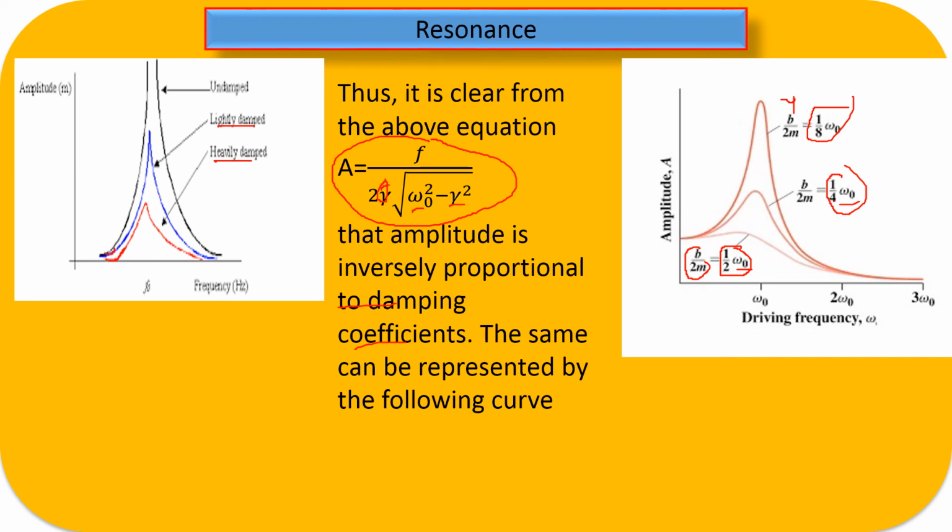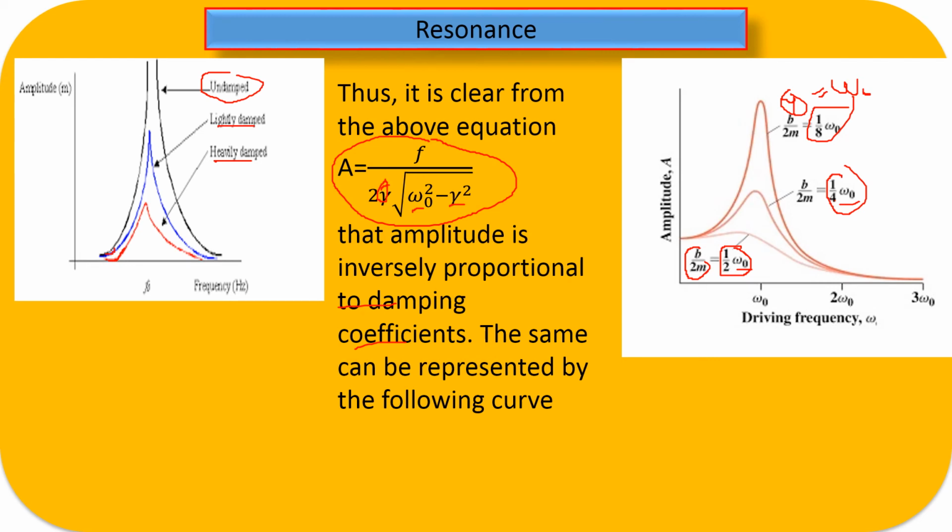Here, because I am taking the gamma and omega naught relation, ultimately we are saying gamma has become equal to omega naught. With this value I have plotted the curve over here. Gamma has become equal to omega naught, and the value of gamma has become very small, so it is almost undamped. As you can see over here, the amplitude you are getting is maximum, and that is also called the sharpness of resonance.